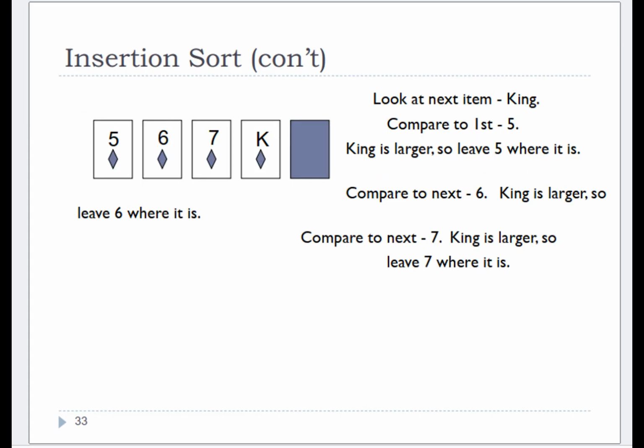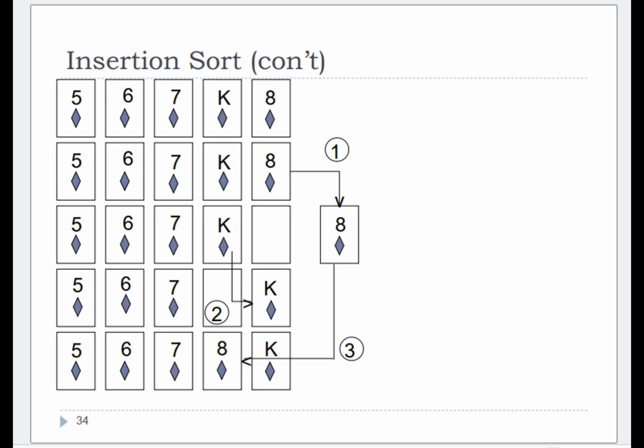Insertion sort, continued. Look at the next item, 8. Compare to the first, 5. 8 is larger, so leave 5 where it is. Compare to the next, 6. 8 is larger, so leave 6 where it is. Compare to the next, 7. 8 is larger, so leave 7 where it is. Insertion sort, continued.